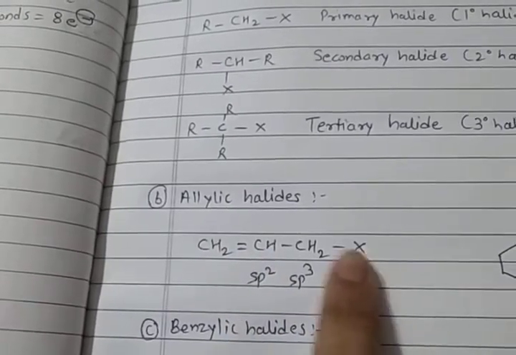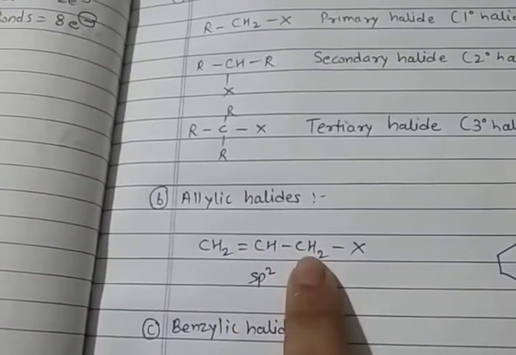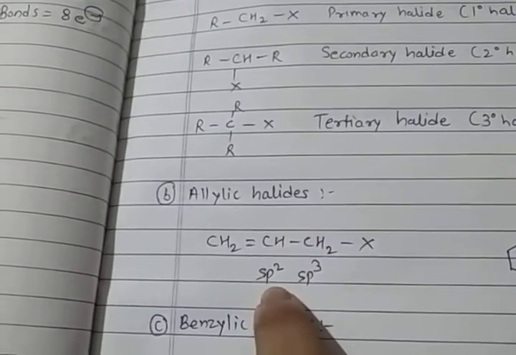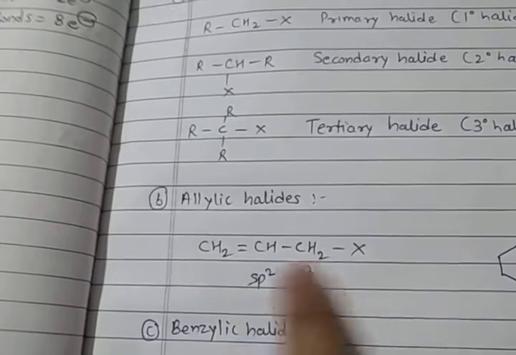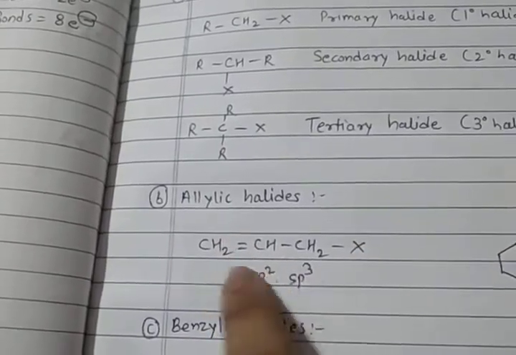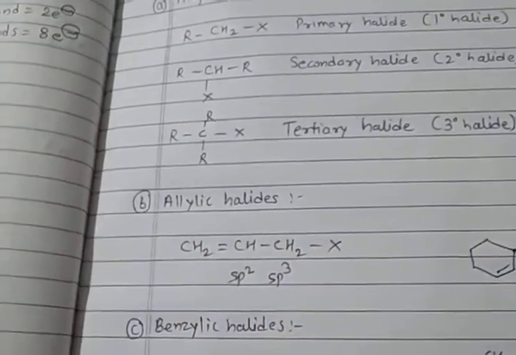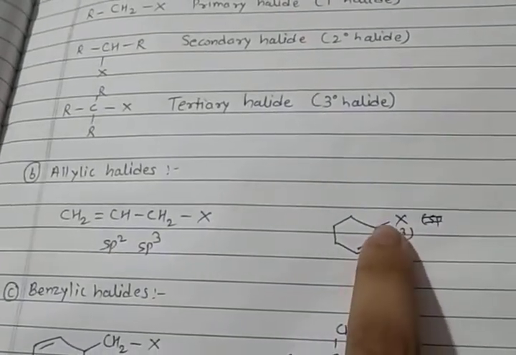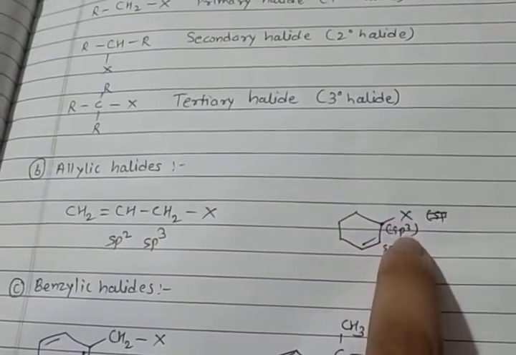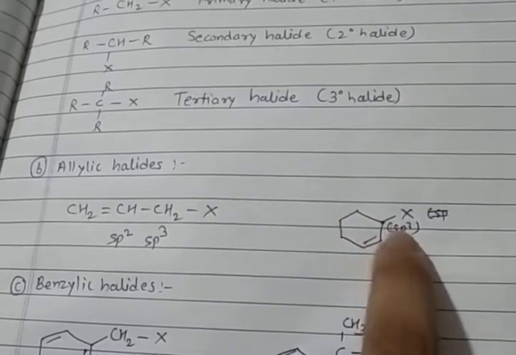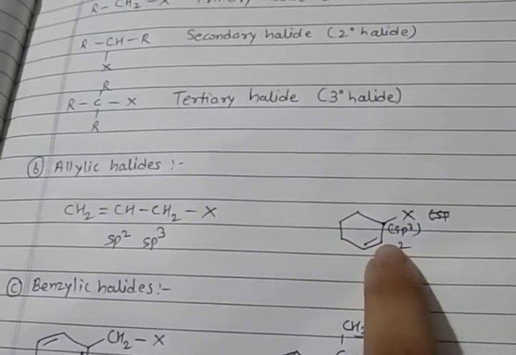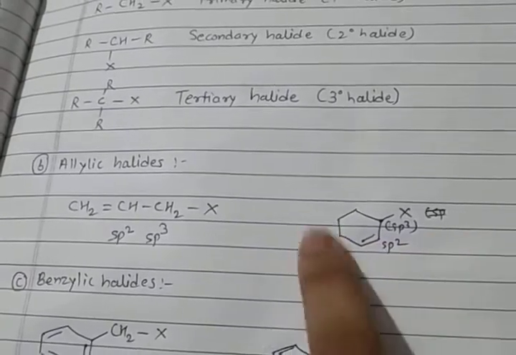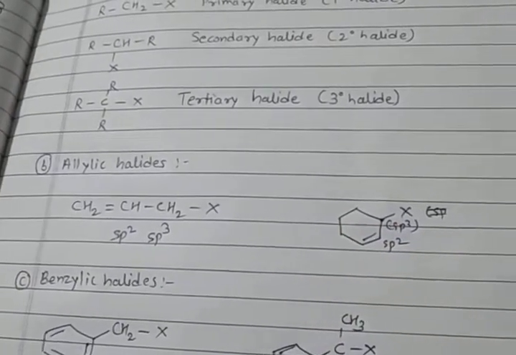So halogen is attached to carbon which is sp3 hybridized, and that carbon is again attached to the next carbon, which is sp2 hybridized because of double bond. So this combination comes under allylic halides. Another example of allylic halide is this: halogen attached to this carbon, which is sp3 hybridized because it is having single bonds on both the sides, and the next carbon is sp2 hybridized because of this double bond. So this is also an example of allylic halide.